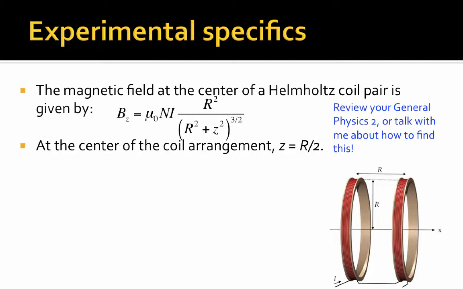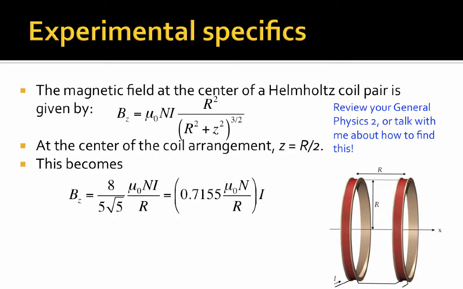Now, at the center of our coil arrangement, in other words, right in between the two coils, the Z distance would be equal to R over 2 from each coil. So if you plug in R over 2 for Z, you find this, 8 over 5 root 5 instead of this whole expression. And so our magnetic field becomes 8 over 5 root 5 mu naught N I over R, which when you divide that out is 0.7155 mu naught N over R times the current I. So it's now a magnetic field that's a function of current.